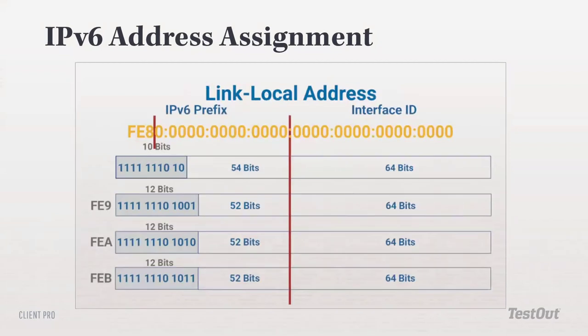So here is the typical link local address, and this would be numbers that are assigned. This would be the IPv6 prefix. So basically, the prefix in this case would be indicating the local network. Okay, and then we've got an interface ID here of 64 bits that would follow.